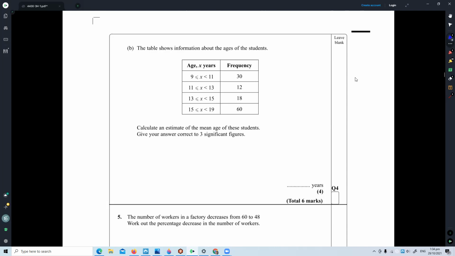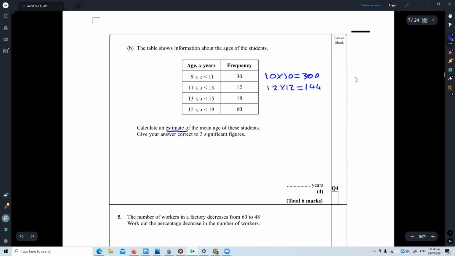So I don't know if they're 9 years old, or 10 years old, or 10 and a half years old. So the best that I can do here to find, and the key word here is estimate, is to say, okay, well, I'm going to take the midpoint here, which is 10, and I'm going to do 10 times 30, which is 300. I'm going to do the same here. I'm going to take the midpoint, which is 12. 12 times 12 students is going to be 144.